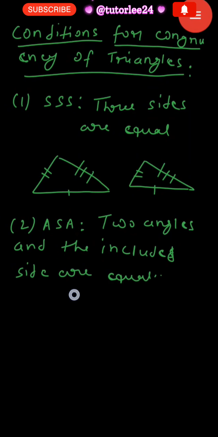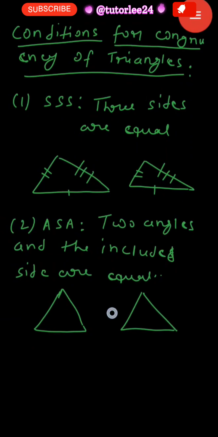Suppose, for example, you can see in this triangle and in this triangle, if two angles are equal, suppose this angle equals this angle and this angle equals this angle, and the side in between them is also equal. So if these two angles and the side which lies between them are equal, it means the two triangles are congruent according to ASA, angle side angle congruency.